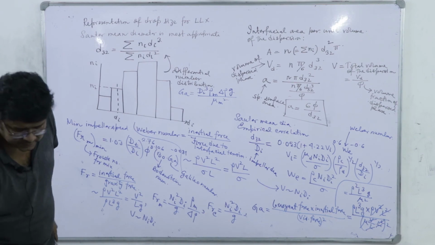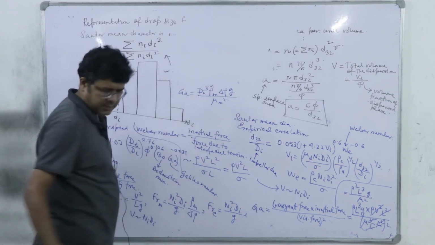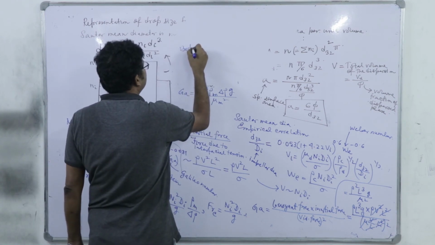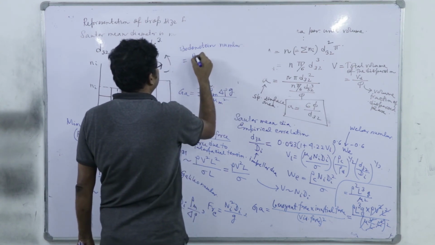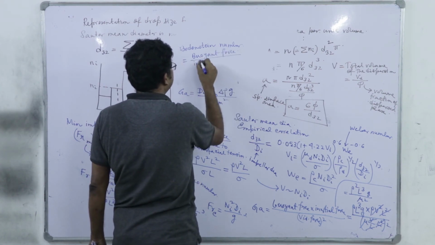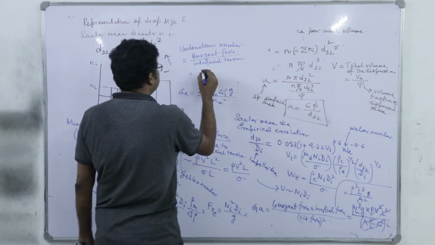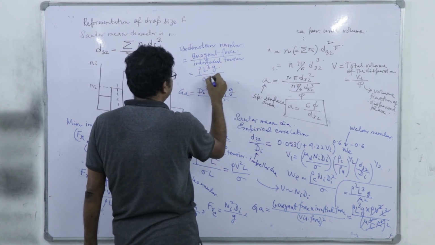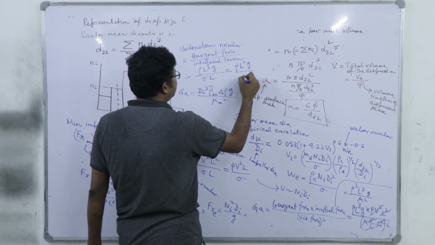And similarly, we can define the Bond number, what we have used for the minimum impeller speed, as buoyancy force divided by interfacial tension force. So, buoyancy force is rho into L cube into G, divided by interfacial tension sigma into L. So, this is in the order of rho into L square into G divided by sigma.